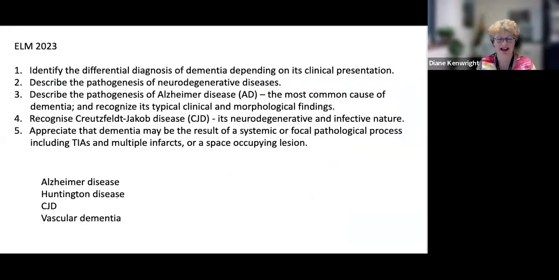Okay. Again, you have in the past in ELM learned about these diseases. So in particular, Alzheimer's, Huntington's disease, CJD, and vascular dementia. We are not really going to talk about CJD and vascular dementia today very much, but we are going to introduce some other dementias.